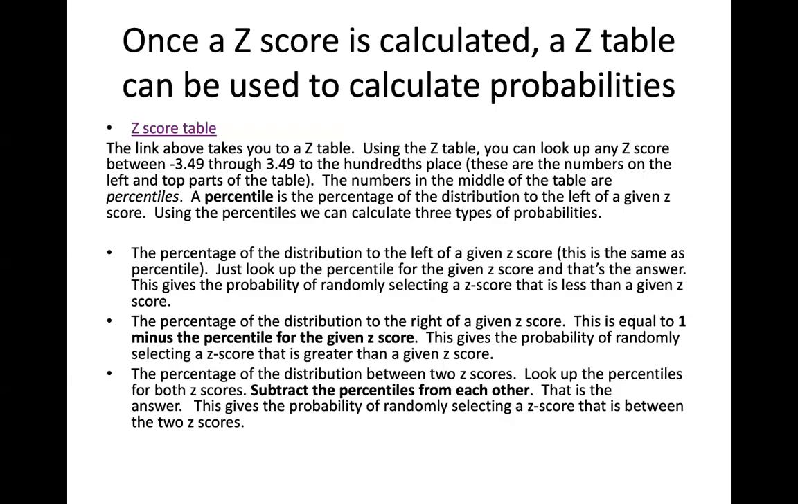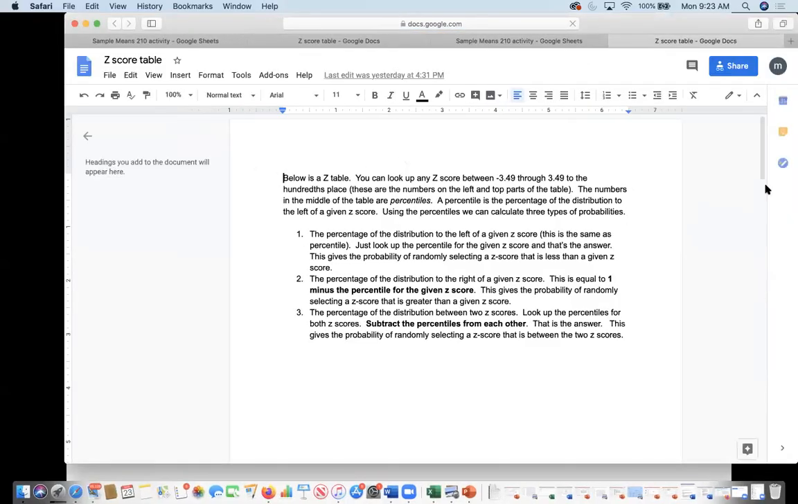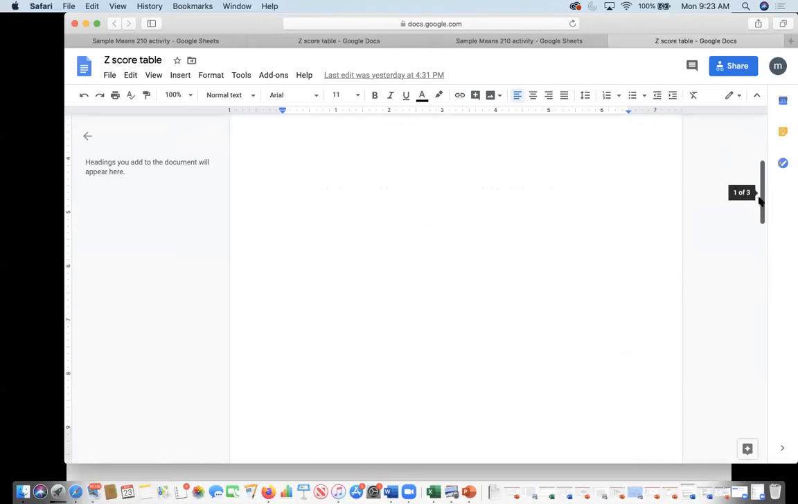This is a lot of stuff going on here, and I'm not going to read all of it, but I do want you to see this thing called a Z table. You can click on this and it takes you to a Google sheet with the Z table on it. I also emailed you one. So I'm going to click on the Z table right here, and this is taking me to the Google sheet. You all have access to this.